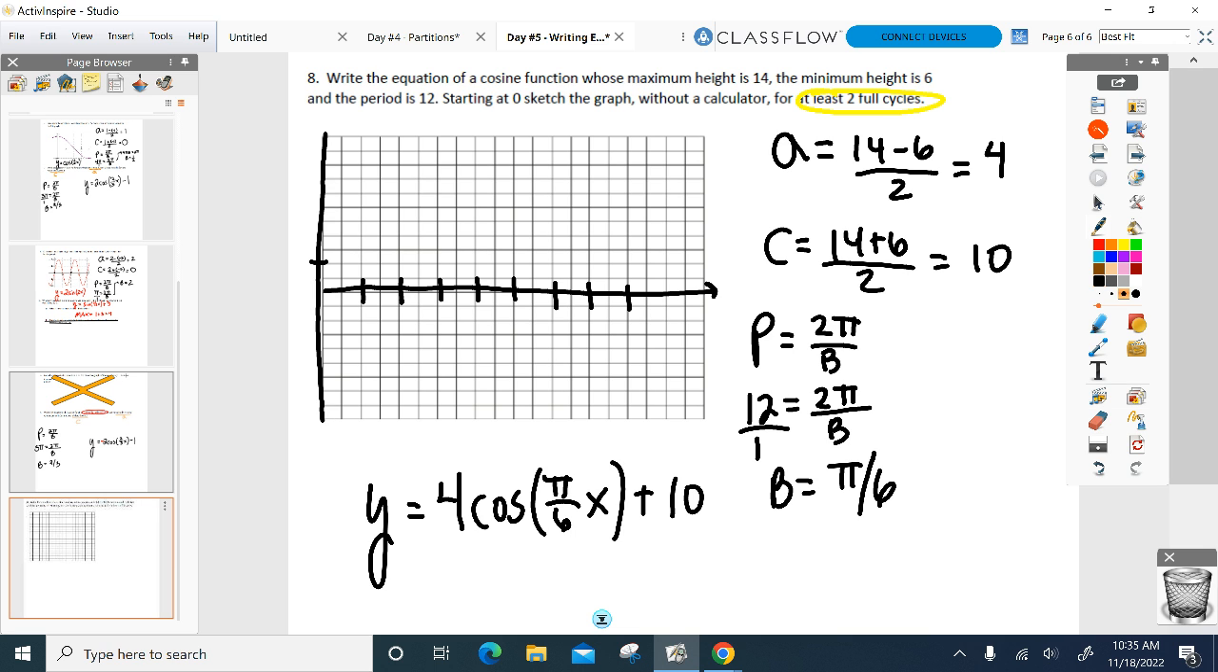So I'm going to go by 2s to fit it in here. I need 6, 10, 14. Those 3 always have to go on there: min, max, midline. Don't do it in the negative direction.